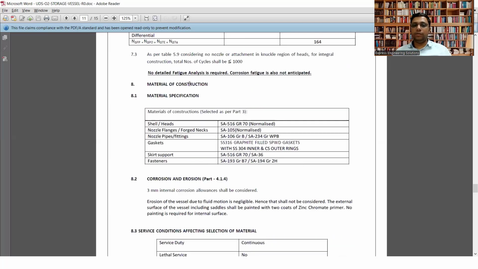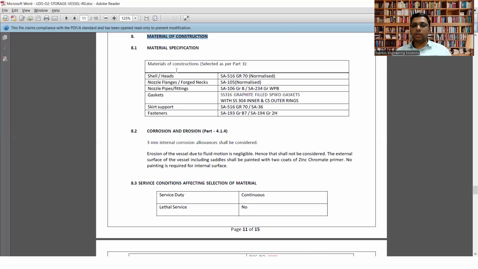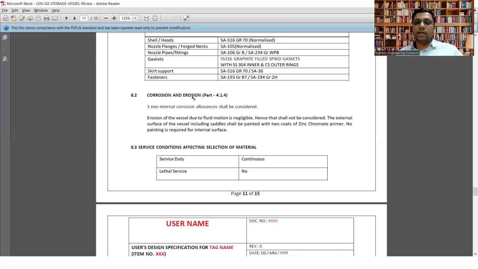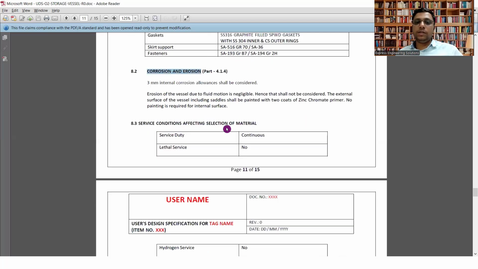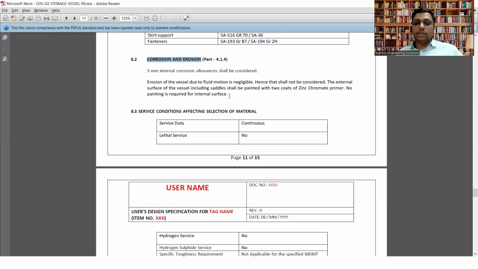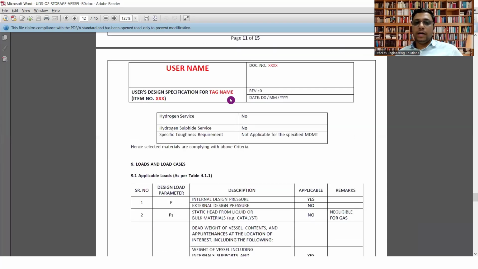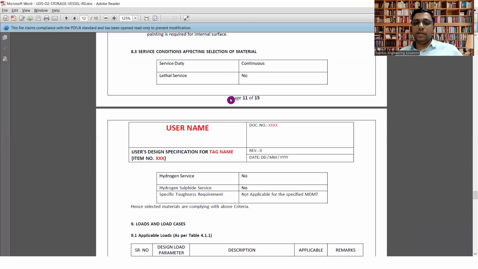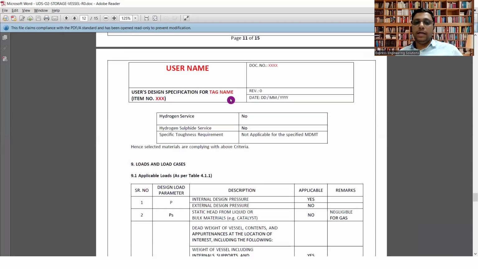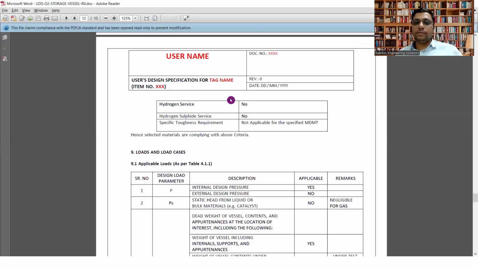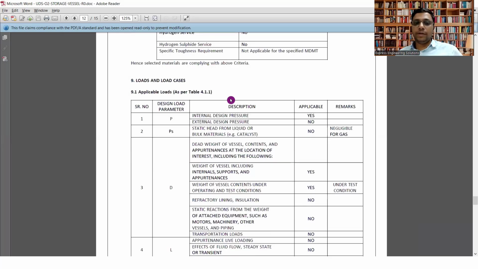Then comes material of construction. For the various components, what is the MOC, material of construction, that needs to be followed? That can also be seen from here. Is there any corrosion and erosion? If yes, then what is the value to be considered during the design? If it is a stainless steel vessel, it is not required. Are there any special service requirements, lethal service, hydrogen sulfide service, H2S, what we can call it as?